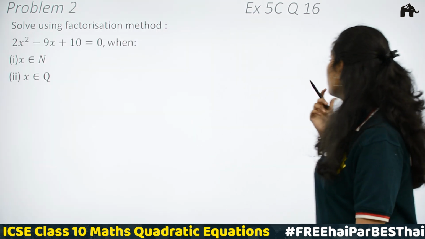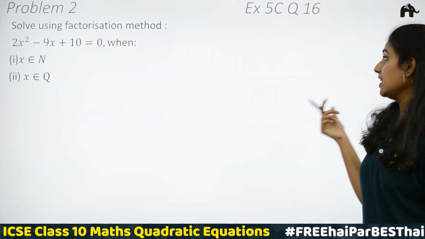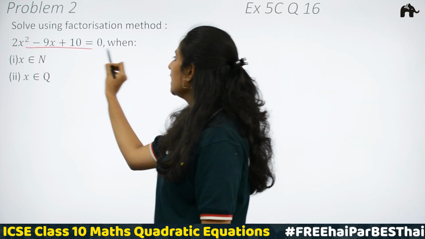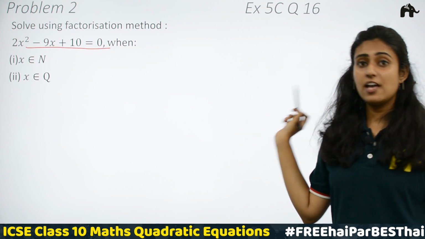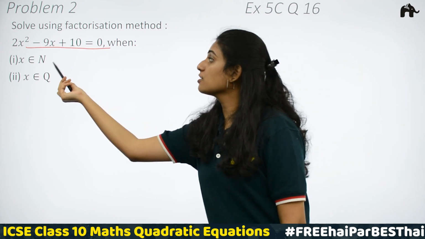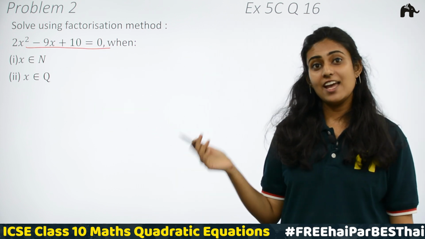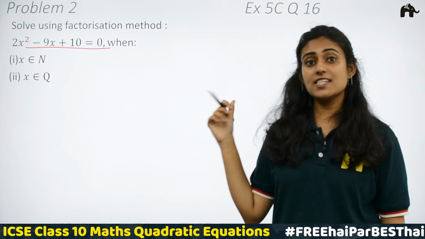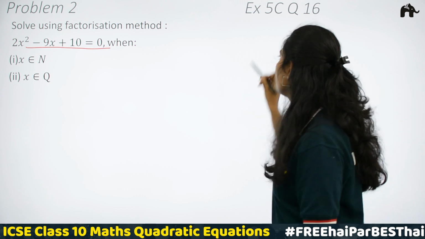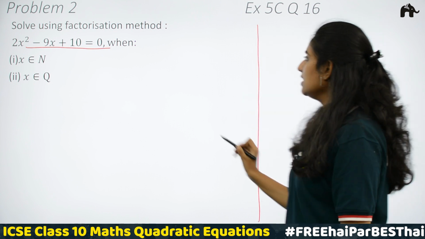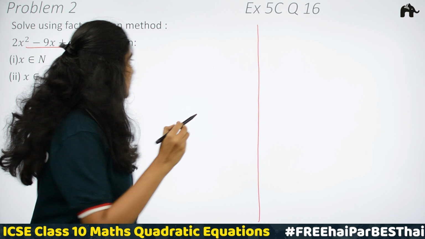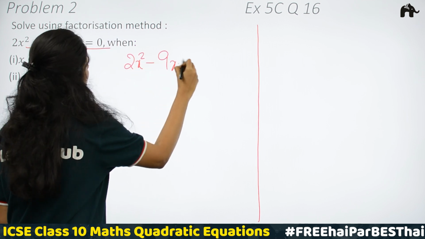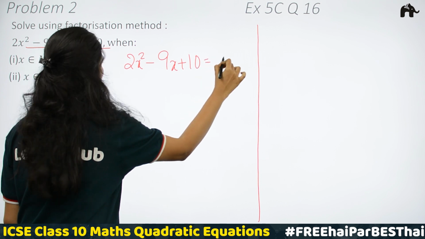Problem 2, question 16 of exercise 5C. Solve using factorization method. 2x square minus 9x plus 10 is equal to 0, when first, x belongs to N. What is N? Natural numbers. Then x belongs to Q. Q is a set of rational numbers. Okay. We have the equation 2x square minus 9x plus 10 is equal to 0.